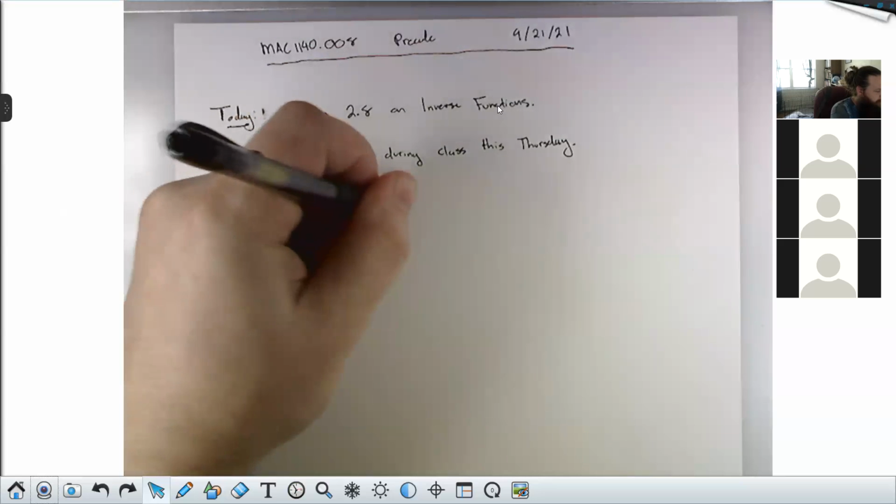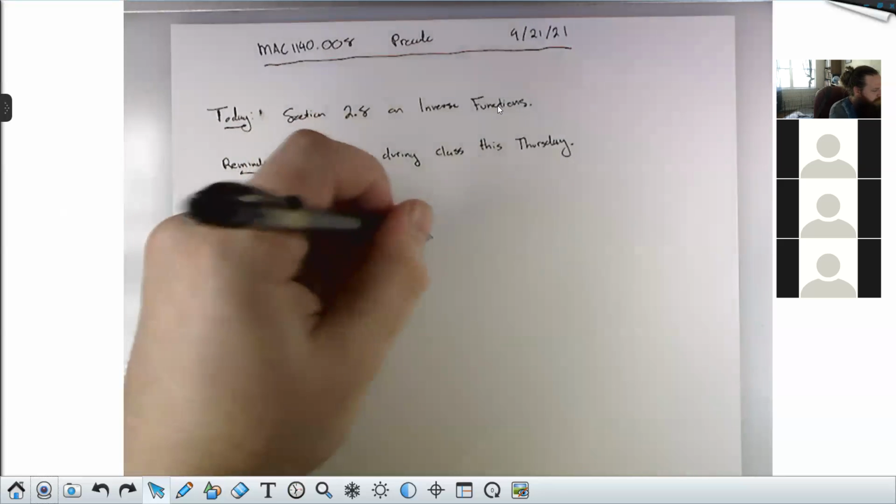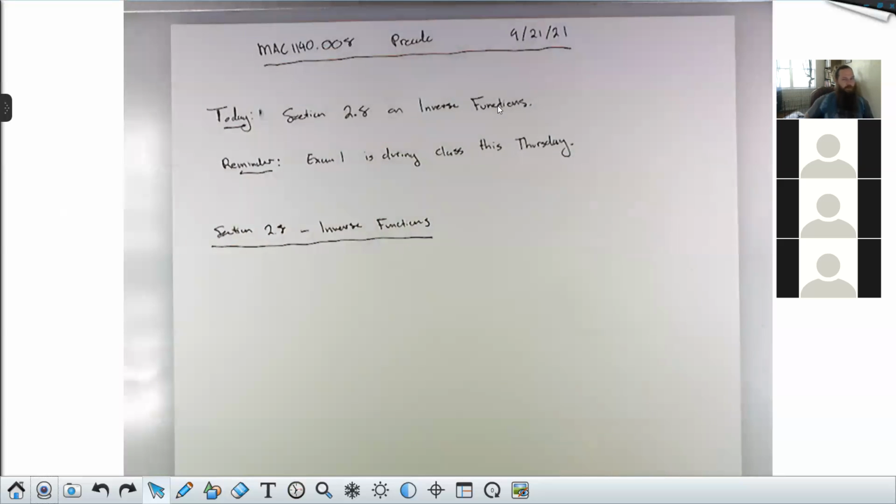Functions. A little warm in here, so I'm going to turn on the fan.